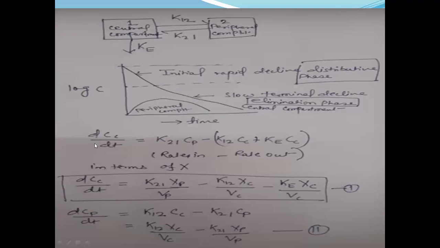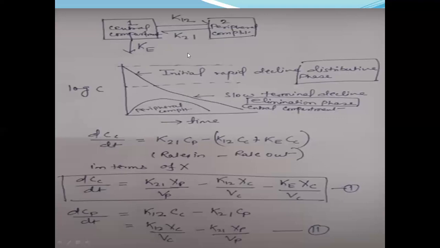Again, you see, dCc by dt is equal to, as in the equation, rate in minus rate out. Rate in means incoming of the drug to the central compartment. From where is the drug coming? The drug is coming from the peripheral compartment. So what is the constant here? K21. So that is K21 into Cp. Cp means the peripheral compartment concentration, minus rate out.